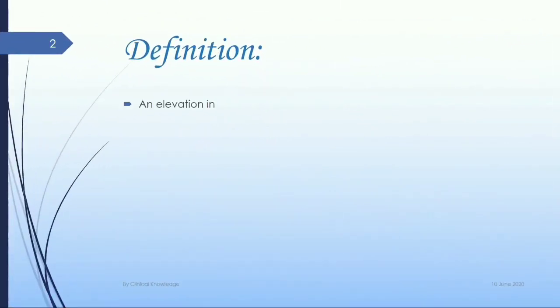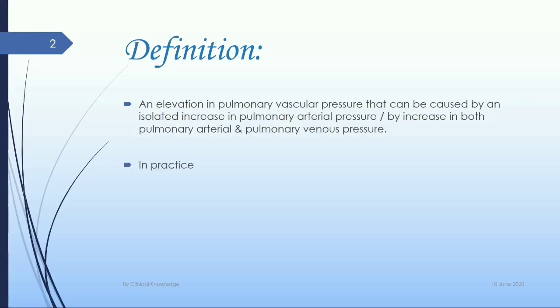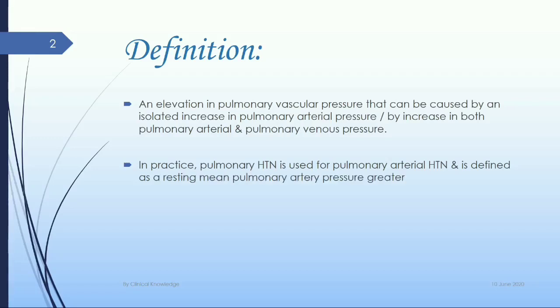Definition: an elevation in pulmonary vascular pressure that can be caused by an isolated increase in pulmonary arterial pressure, or by an increase in both pulmonary arterial and pulmonary venous pressure. In practice, pulmonary hypertension is used for pulmonary arterial hypertension and is defined as a resting mean pulmonary arterial pressure greater than 25 mm Hg, or a resting systolic pulmonary artery pressure greater than 40 mm Hg.